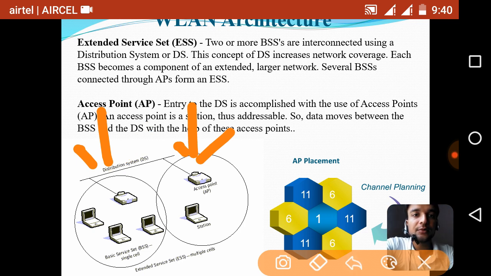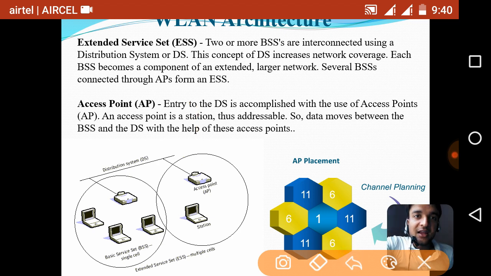Okay, and the next terminology is access point. You know access point is the same router, the point from where you are getting the radio signals. Entry to the DS is accomplished with the use of an access point. An access point is a station that's addressable, so data moves between the BSS and the DS with the help of these access points. DS here means distribution system, and it's saying that entry to the DS is accomplished with the use of an access point. So with the help of an access point, many devices can be connected. It's obvious. Let's move to the next slide.